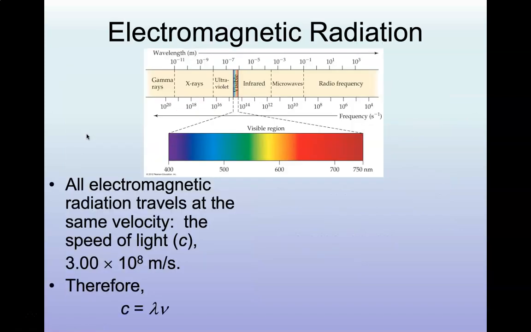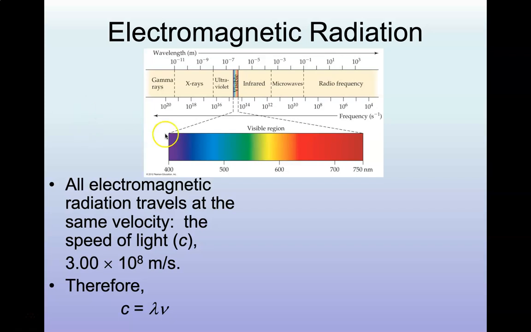From there, we talk about the electromagnetic radiation spectrum. So this is how all photons are actually treated. The visible region is the region where we spend a lot of our time. This accounts for everything we see with our eyes. Now, all of the electromagnetic radiation has the exact same speed. The speed of light is known as 3 × 10⁸ meters per second.